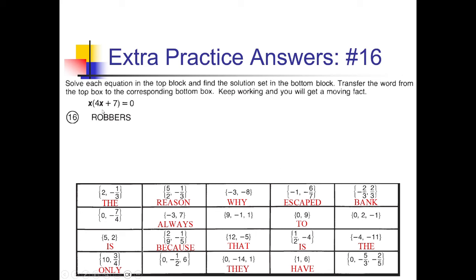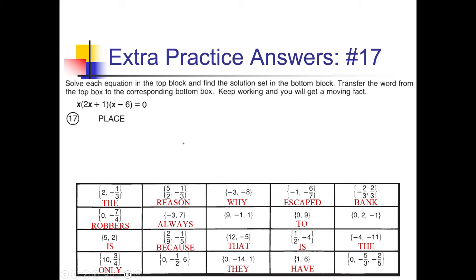On this one, I can set each of these factors equal to 0. Doing so for the first factor gives me the equation x equals 0, which just as soon as I write it, I've already solved it, so that's nice. We also have 4x plus 7 equals 0. Subtract the 7. Divide by 4, we have x equals negative 7/4. So 0, negative 7/4. That's going to be down here in the second row. So that's going to be "robbers" going down there.